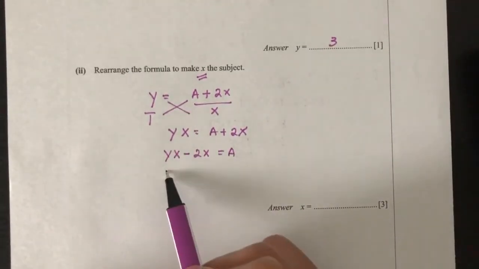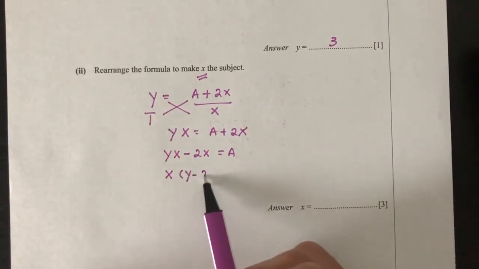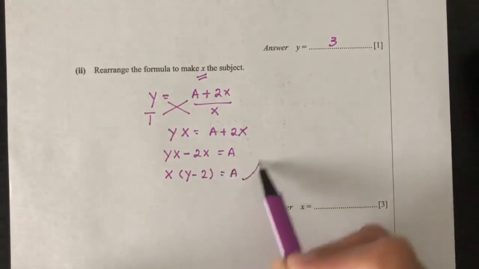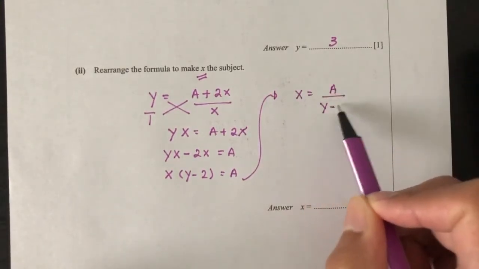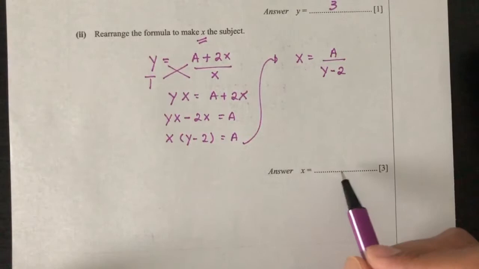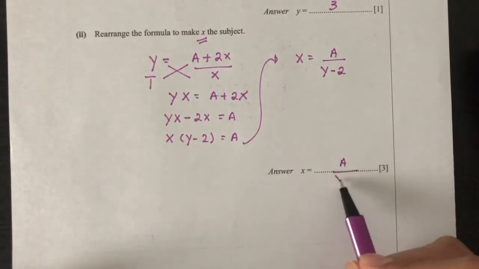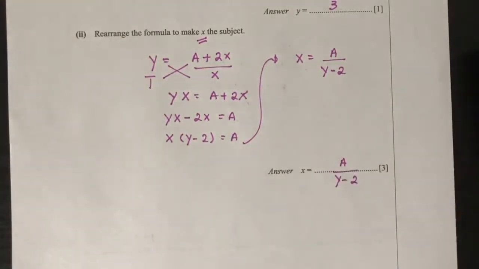Then we can take out the x outside. You will have y minus 2 in brackets times x equal to a. So continue here. X is equal to a divided by y minus 2. So this will be your answer for part 2. Now let's move on to part C.